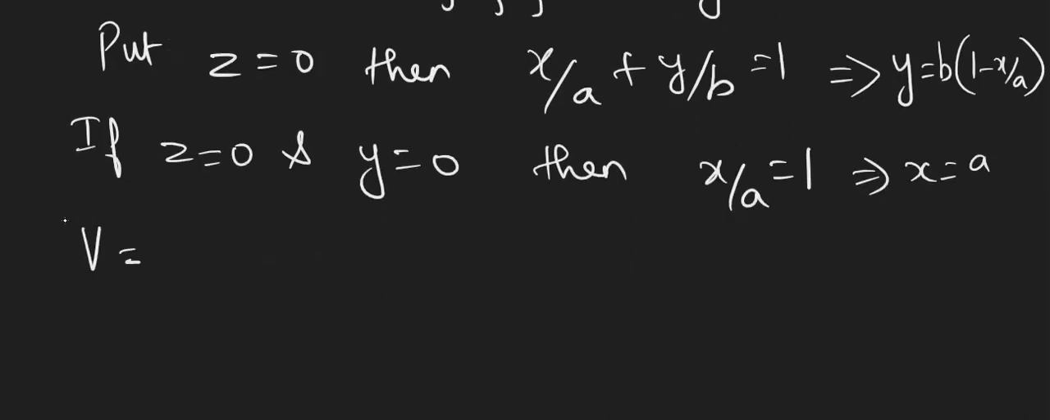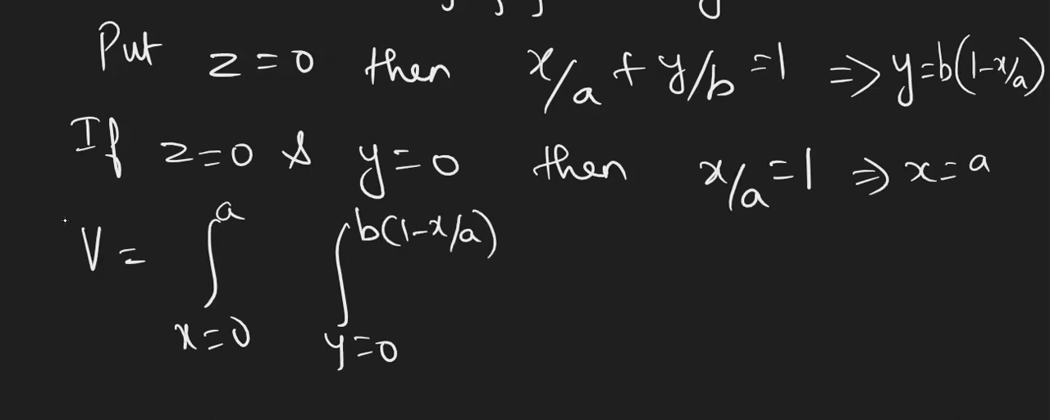So V is equal to the integral with x from 0 to a, y from 0 to b into 1 minus x by a. From where did we get it? From here. And then z is equal to 0 to, for this x is equal to a is here.